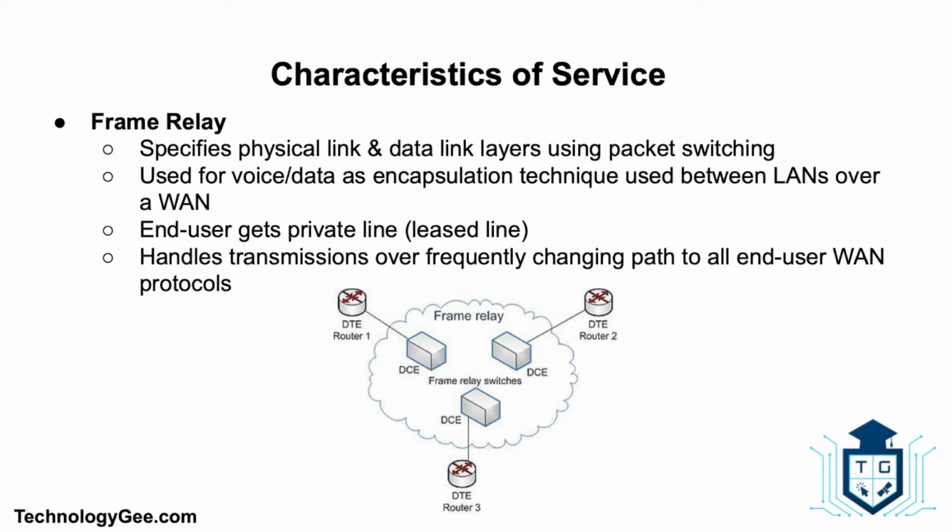Network providers commonly implement frame relay for voice and data as an encapsulation technique used between LANs over a WAN. Each end user gets a private line or a leased line to a frame relay node. The frame relay network handles the transmission over a frequently changing path transparent to all end users. Extensively used WAN protocols, it's less expensive than leased lines, and that is one reason for its popularity.